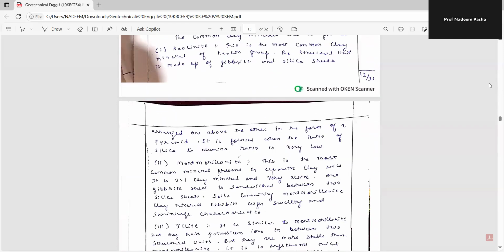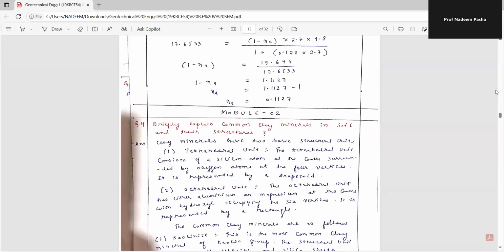So in the next class, we will briefly explain common clay minerals in soil with their suitability. Clay minerals have two basic structural units. Let it be. We will continue this in the next class only from module 2.